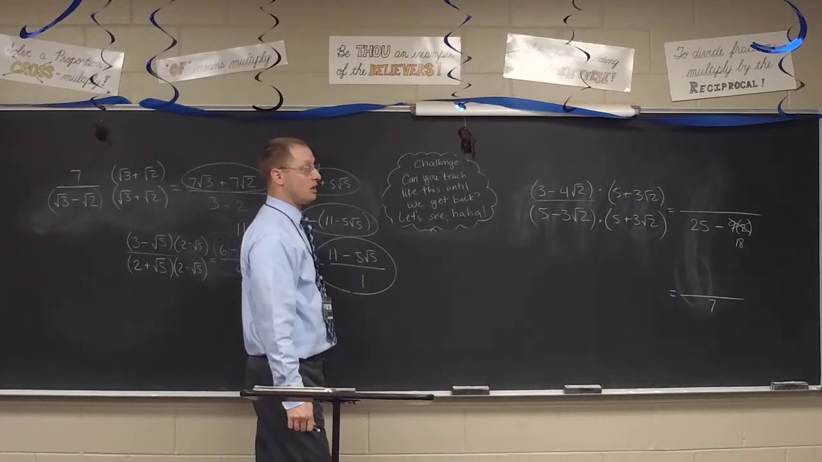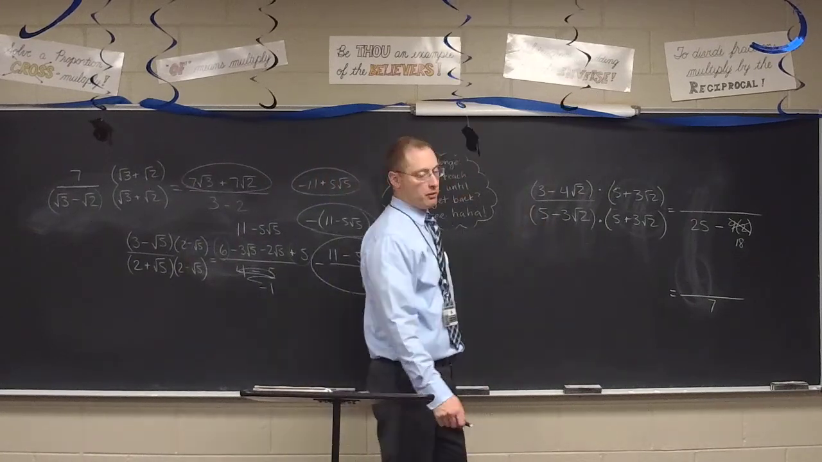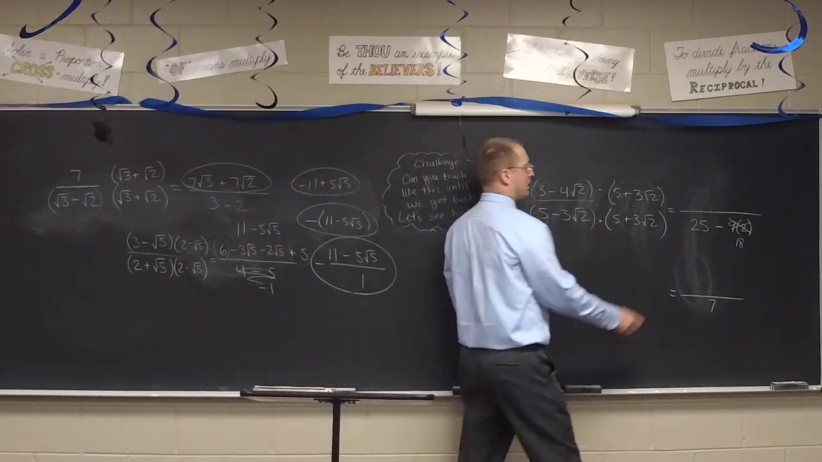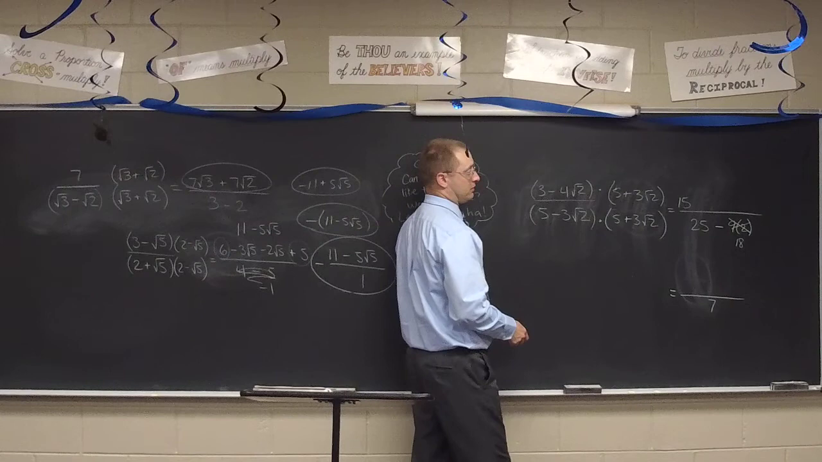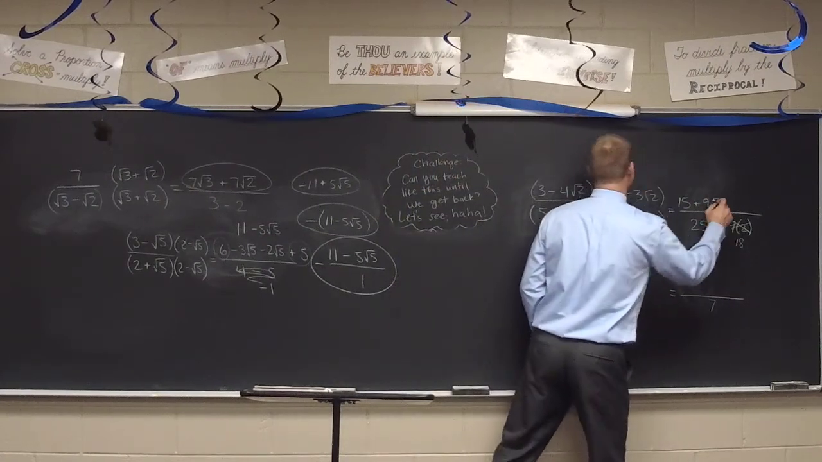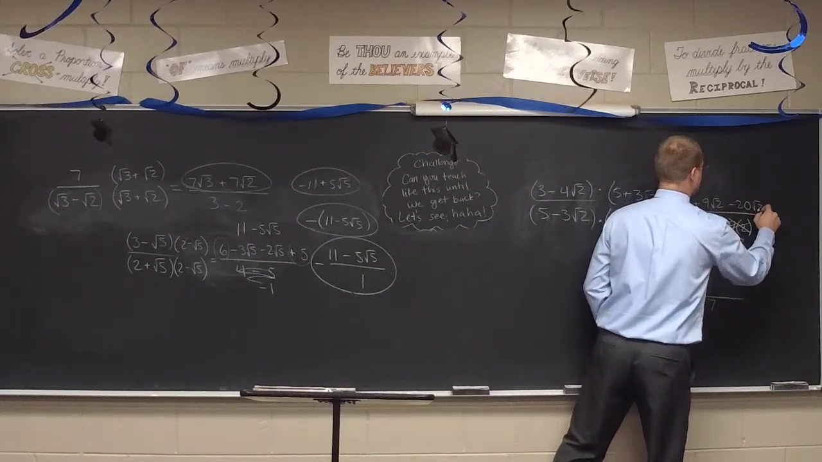I don't know how I got 11. Okay. All right, let's move to the numerator now. What do I need to do here, Dylan? Foil. Foil again first. 15. Careful with your signs. Outer. Positive 9 times the square root of 2. Good. Positive 9 times the square root of 2. Inner. Negative 20 times the square root of 2. Excellent. Negative 20 times the square root of 2.